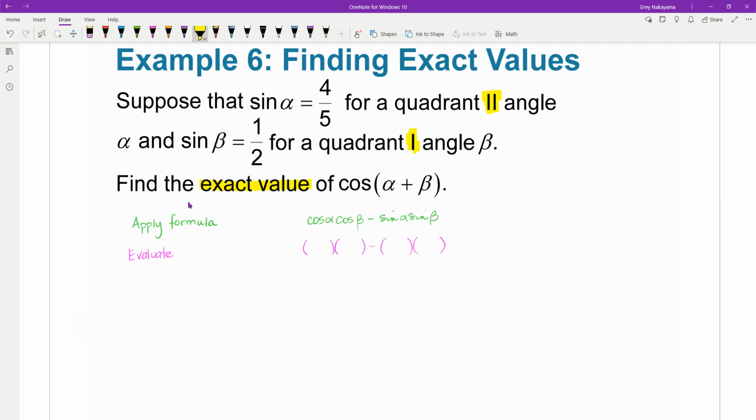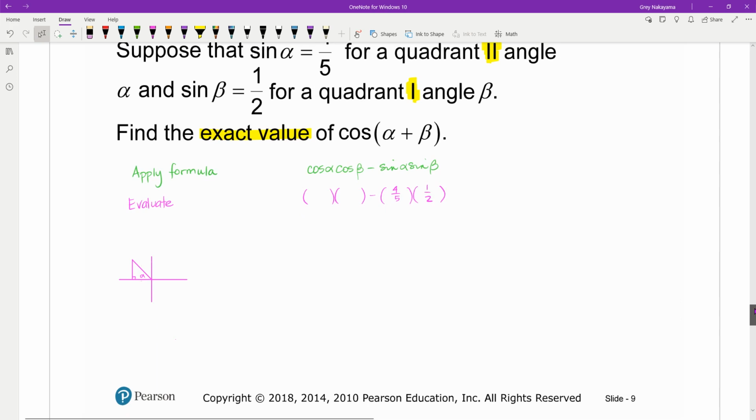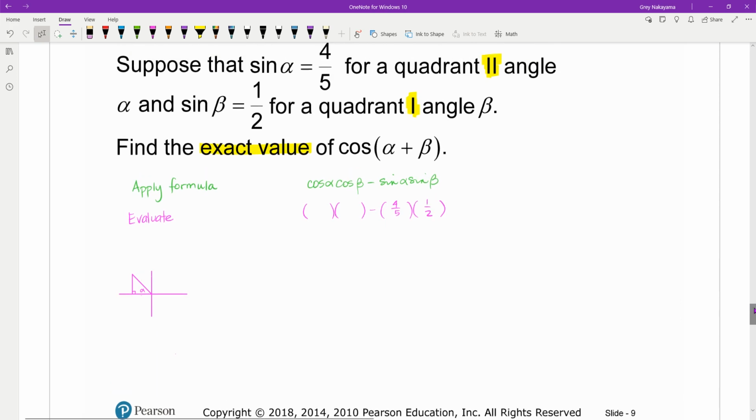Well, they gave me the sine of alpha. Sine of alpha was 4/5. And they gave me the sine of beta is 1/2. But I don't know the cosine of alpha or the cosine of beta. However, I can find it lots of ways. One of the ways we do is with those triangles. Here's alpha. If I have alpha and they told me that the sine of alpha is 4/5, okay, it's in the second quadrant. That's why I drew it in the second quadrant.